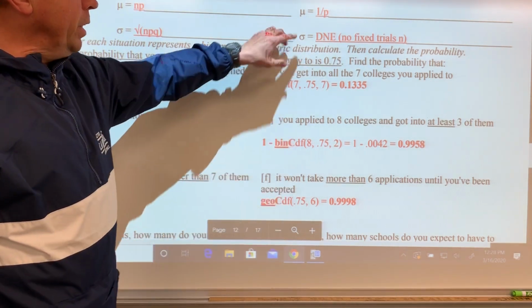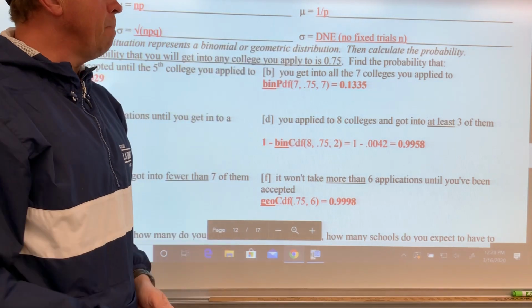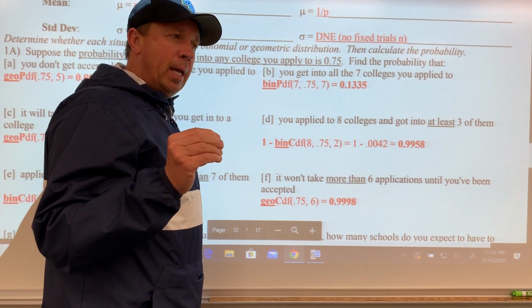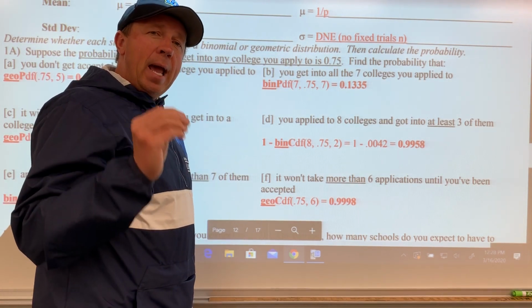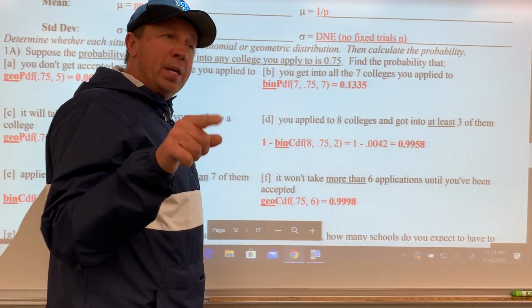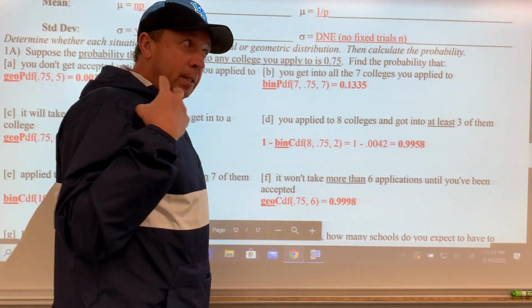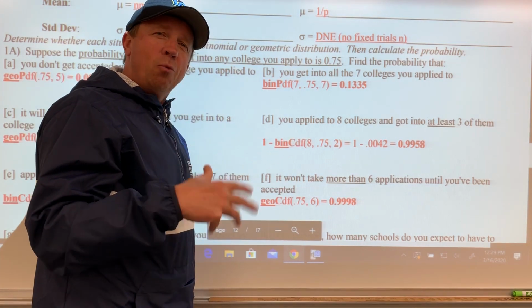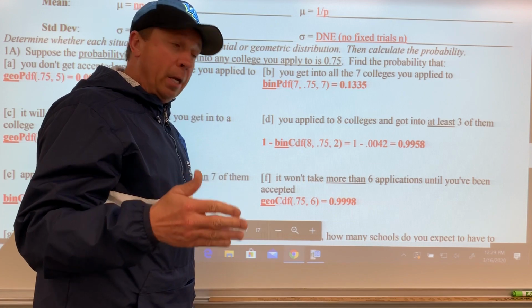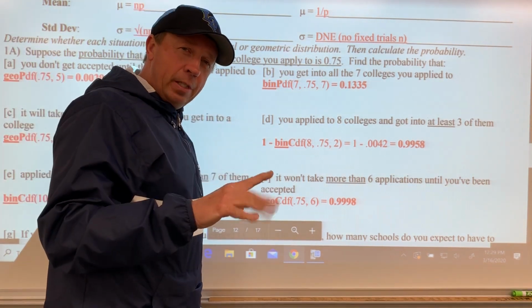Now, the mean of a geometric is kind of intuitive. It's 1 divided by the probability. Let's go back to those 2 examples that I gave you. The chance of getting a heads on a flip of a coin is 50%. So if you go 1 divided by 0.5, you'll get 2, which is the intuitive thing you would say: when am I going to see my first heads? Probably on the second flip. It could be the first, it could be the third, fourth, fifth, forever, but on average, it'll be the second flip.